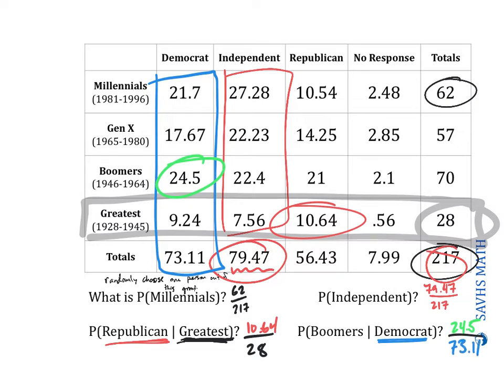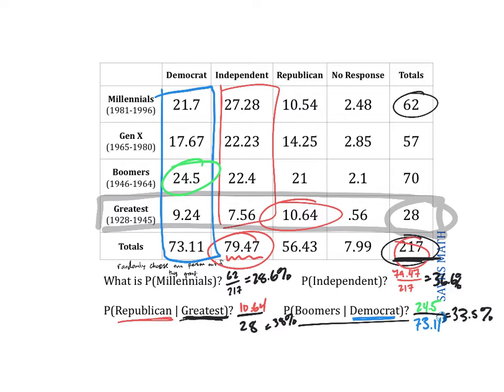Okay, so what's critical here is that the denominators are changing. The denominator is no longer 217 when we have these contingency tables. What we're really looking at is a small subset of this data to figure out probabilities within those. Just for your reference really quickly, I put in our percentage equivalents here.